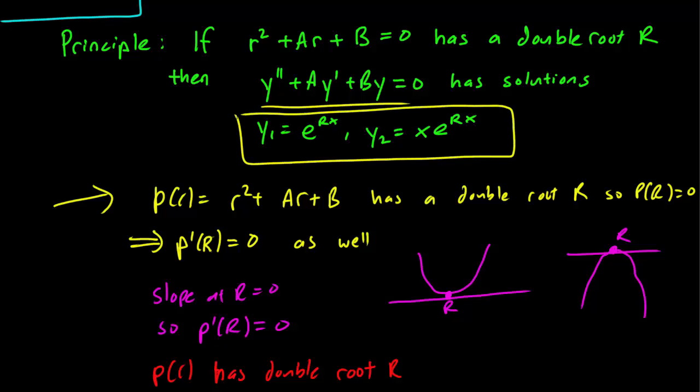A similar explanation occurs for higher order equations. I'm not going to make a video for that, but similar principles hold. For instance, if you have a triple root, then you know that the polynomial P, the derivative P prime, and the second derivative P double prime have the same root r.